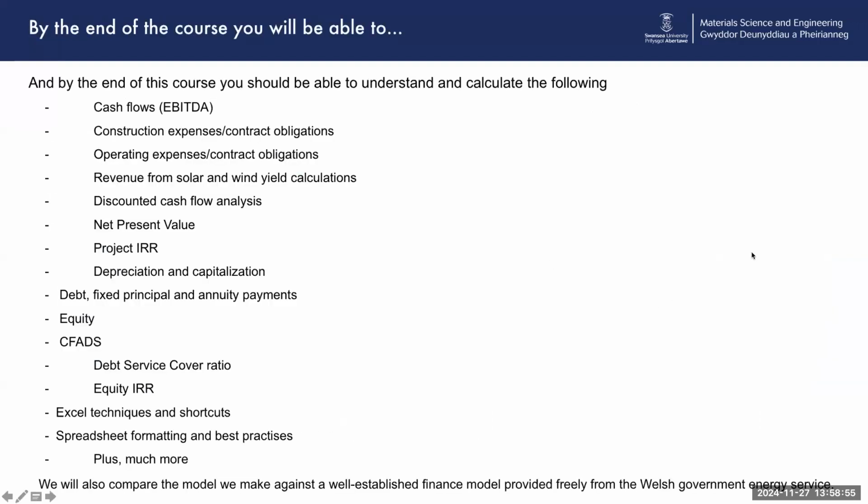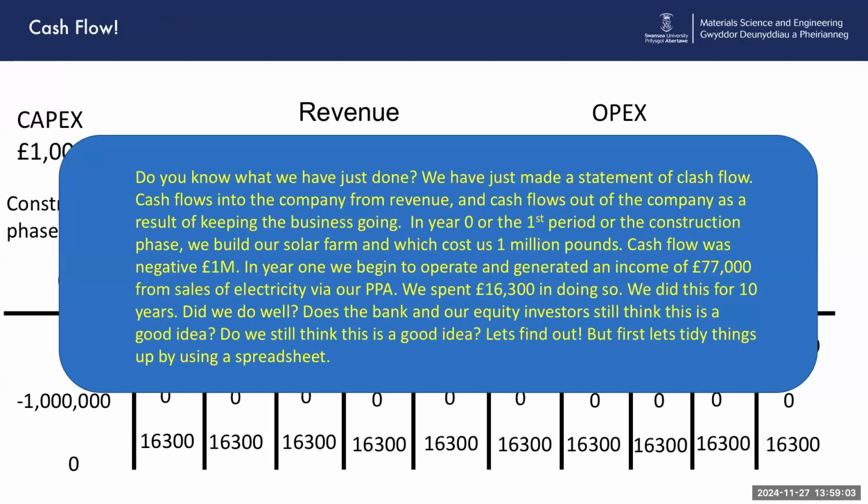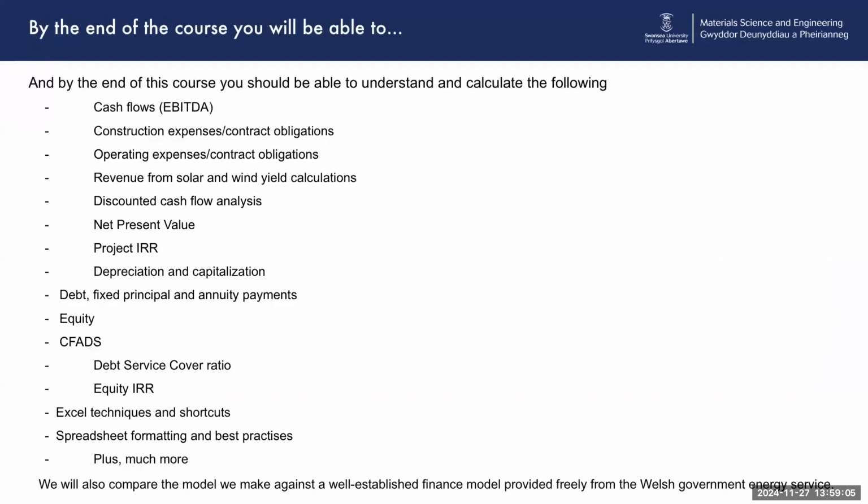So by the end of this project, I want you to understand what cash flows are. And that's what this is about, actually. You can read this yourself afterwards. I want to talk to you about construction expenses, contract obligations, operating expenses, revenue. How do we calculate revenue from solar? That's in part 3 of it. We'll go through in a fair amount of detail how you calculate revenue from solar and wind.